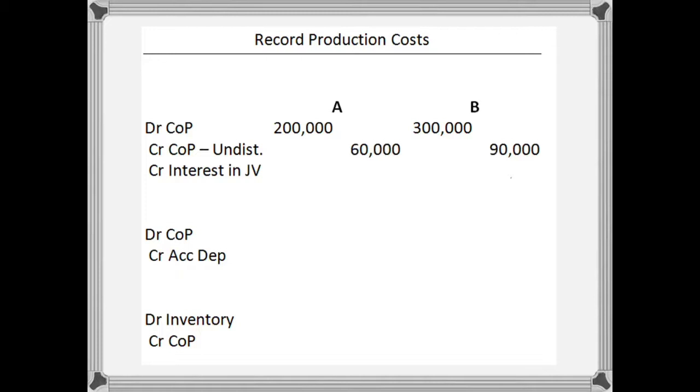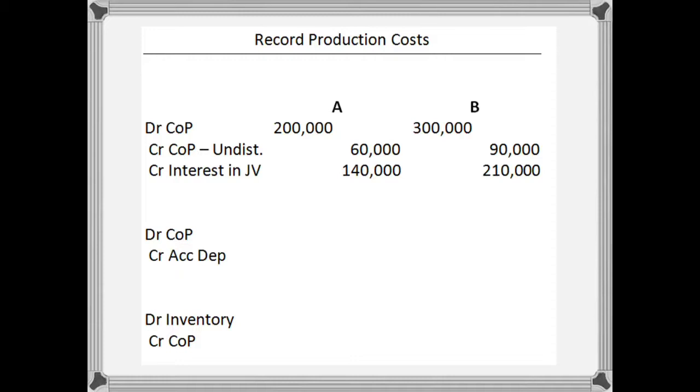We then pick up a credit cost of production undistributed amount, which is picking up the proportion which wasn't distributed, which is that 30%. So 30% of $200,000 is $60,000, and 30% of $300,000 is $90,000. Whatever is left, 140 and 210 respectively, is credited to the interest and joint venture. These are the amounts which are going back to the venturers, and this actually picks up that missing amount which we hadn't got rid of when we credited the interest and joint venture in the previous video.